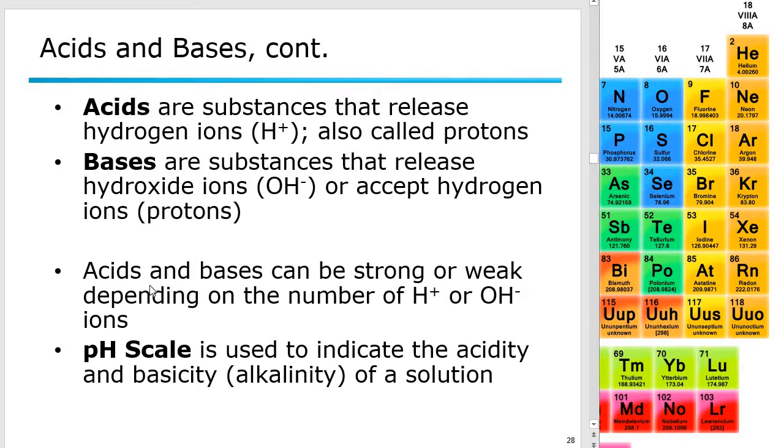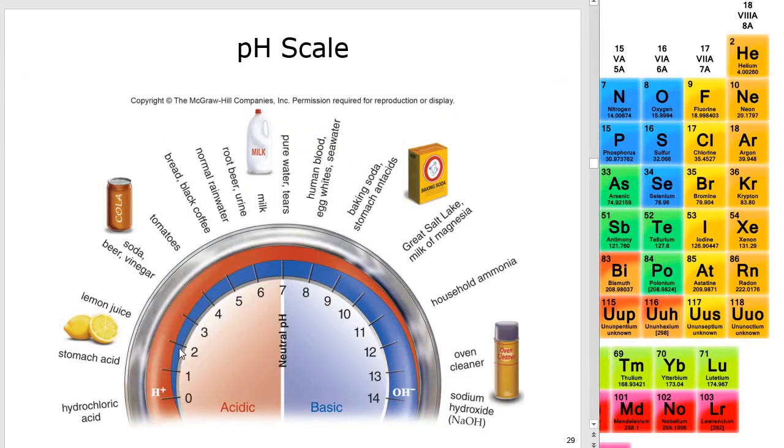So acids and bases can be strong or weak depending on the number of hydrogen or hydroxide ions. If you have lots of hydrogen ions, it's going to be very acidic. Same thing with bases, it's going to be very basic if you have lots of hydroxide ions. So we have this thing called a pH scale that indicates how strong or weak an acid is. There are lots of different substances.